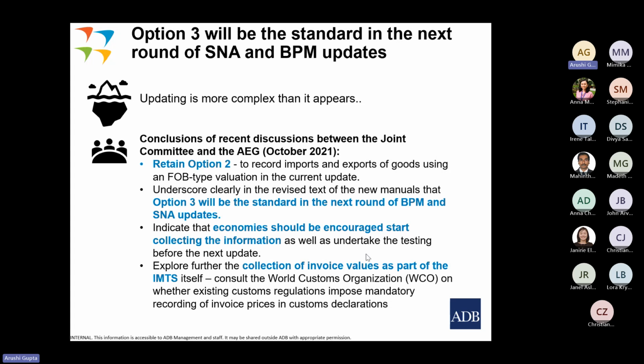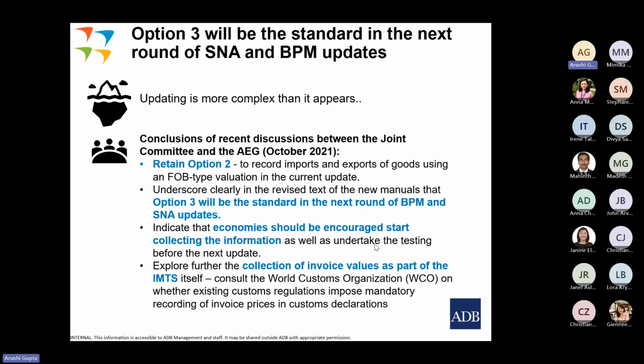This doesn't mean that transaction values are not going to be used in the future, which is why it's being viewed as more of a long-term solution. It's being recommended to already keep in mind to underscore clearly in the revised text of the new manuals that option three, that is valuing exports and imports of goods at actual transaction values, will be the standard in the next round of BPM and SNA updates. They also indicated that economies should be encouraged to already start taking steps and to start collecting the information, as well as undertake the testing of this approach before the next update.